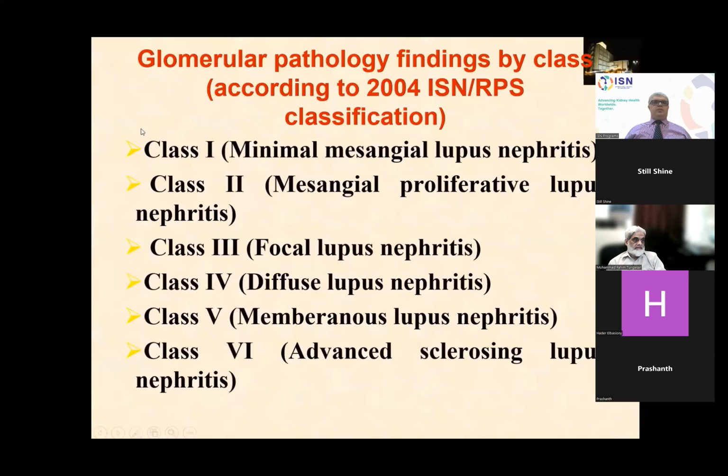The working classification that we use now in the pathology lab for classifying lupus nephritis at the renal biopsy is the ISN/RPS classification, International Society of Nephrology and Renal Pathology Society, published in 2004. Class 1, minimal mesangial lupus nephritis, very minimal or normal looking renal biopsy. Class 2, mesangial proliferative lupus nephritis, mimicking IgA nephropathy. Class 3 and 4 are proliferative lupus nephritis, class 3 focal and class 4 diffuse. Class 5, membranous lupus glomerulopathy, and class 6, advanced sclerosing lupus nephritis with more than 90% of the glomeruli involved, which is the stage of end-stage renal disease.